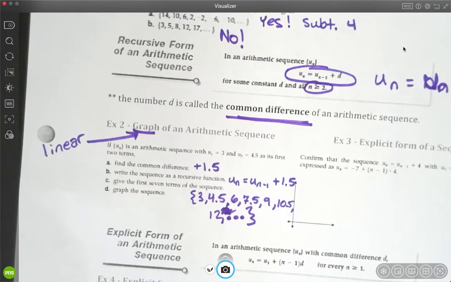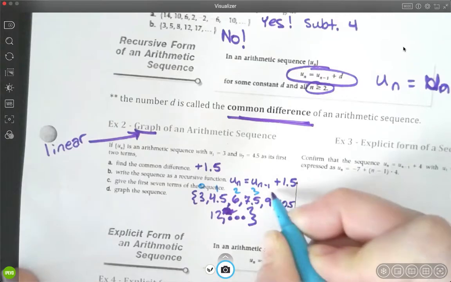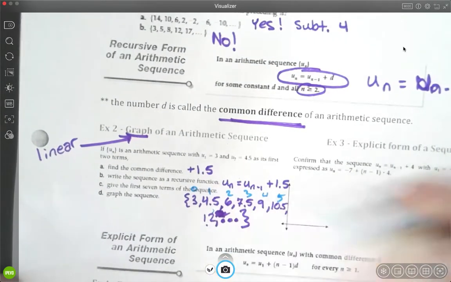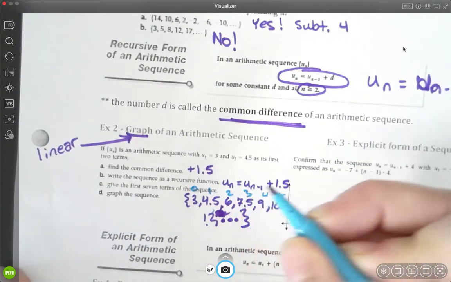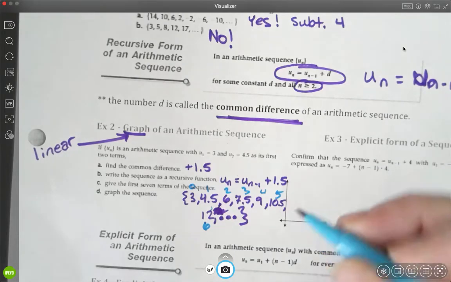if we're using that plus 1.5. Okay, graph the sequence. So I'm going to start with 0 being 3, 1 being 4.5, etc., right? I told you yesterday that we have to put an x coordinate with this, so I'm going to call 0, 1, 2, 3, 4, 5, 6. Wait a second, I got off. 0, 1. Oh, no. That's right, because 7 terms would go 0 through 6, right? So 0 is going to be at 3.